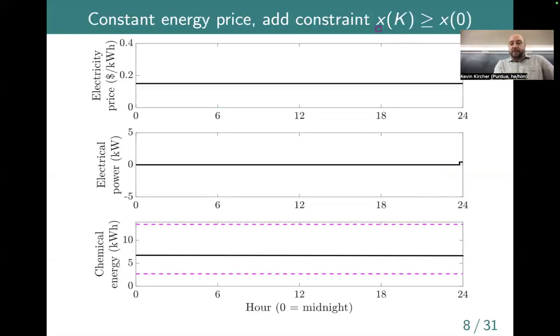Okay, so here's what happens if we say the final energy has to be at least as big as the initial energy. Now we get maybe the most boring plot in the world. It's just a bunch of constants. We do have this little nub at the end here, and this is because we have this constraint that says the final energy has to be at least as big as the initial energy.